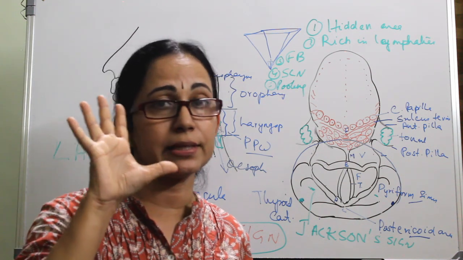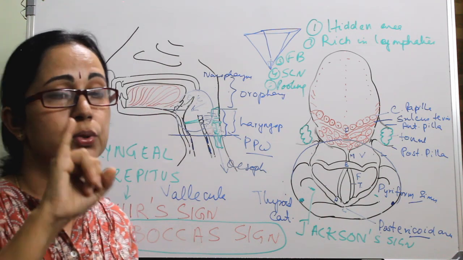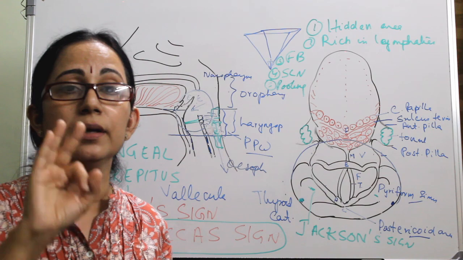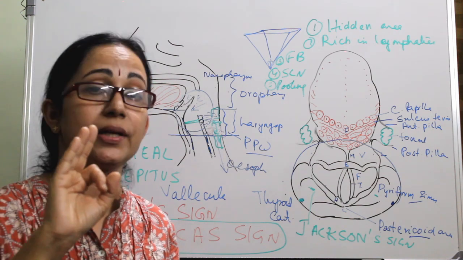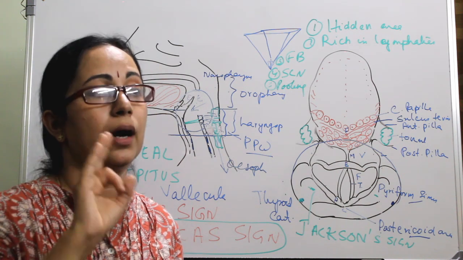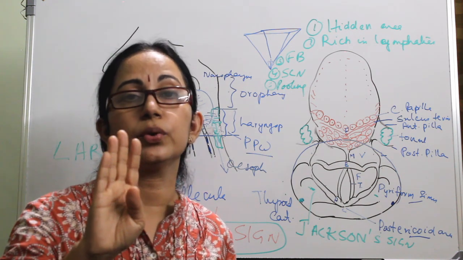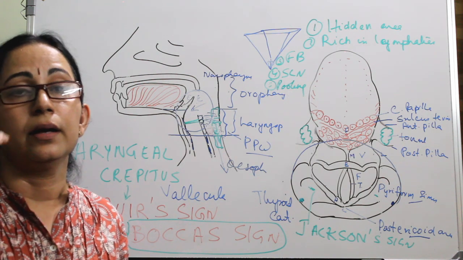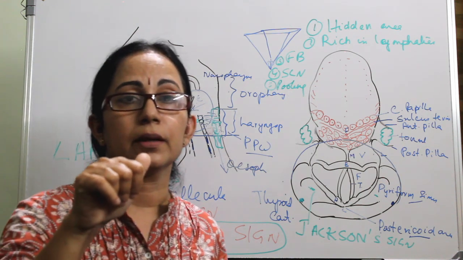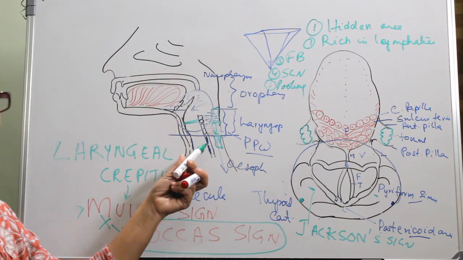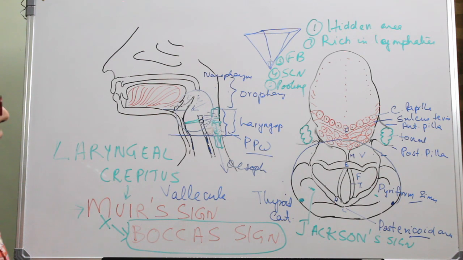In 5 conditions, I said 5. What are they? 1. Post-cricoid carcinoma. 2nd, post-irradiated larynx. 3rd, acute retropharyngeal abscess. I said acute because of penetrating trauma. 4th, laryngeal trauma. And 5th one, perichondritis of the cricoid cartilage. So these are the conditions in which laryngeal crepitus will be absent.